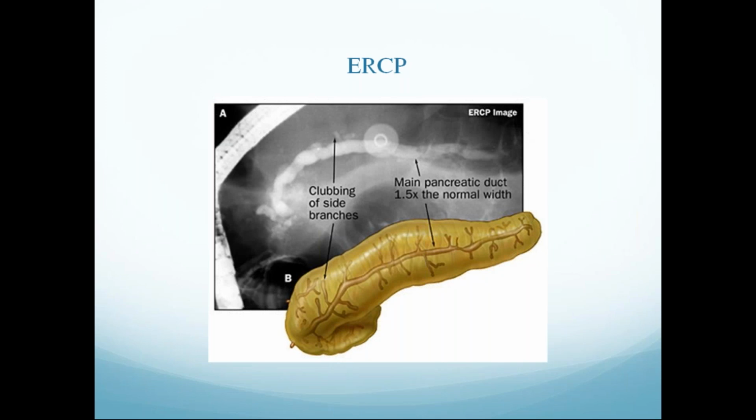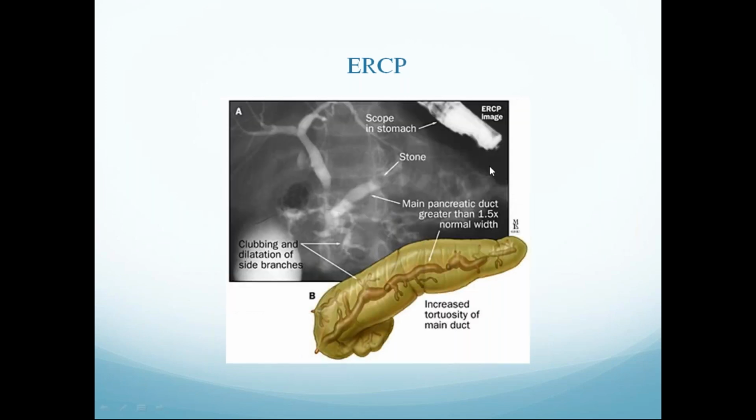Okay, so there will be clubbing of the side branches. This is another image showing the main pancreatic duct 1.5 times the normal width. This is the other ERCP image showing the clubbing and dilatation of the side branches, where the main pancreatic duct is dilated, and there is presence of a stone within the pancreas.